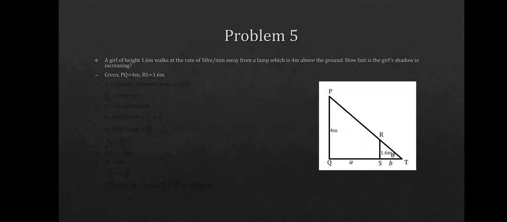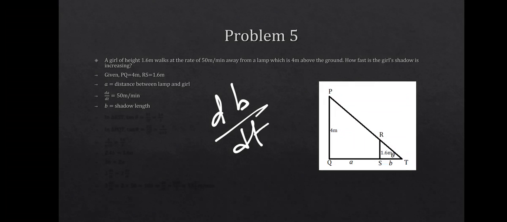So what are the things given? Height of the lamp post is 4 meters, so PQ is 4. Height of the girl, that is RS, is 1.6 meter. I have considered small a to be the distance between the lamp and the girl, and it is given that the girl is walking away from the lamp post at 50 meters per minute. So the distance between the girl and the lamp is increasing at the rate of 50 meters per minute. Therefore dA/dt is 50 meters per minute. And I have considered small b to be the length of the shadow. What am I supposed to find out? The rate of change of the length of the shadow, that is dB/dt.